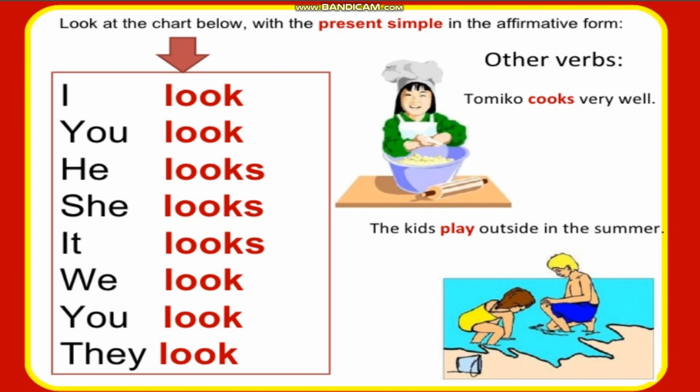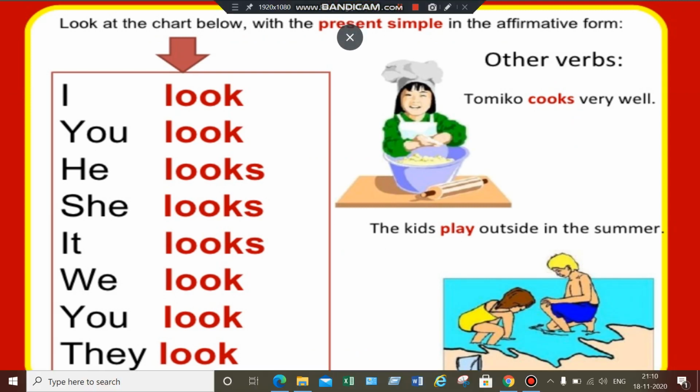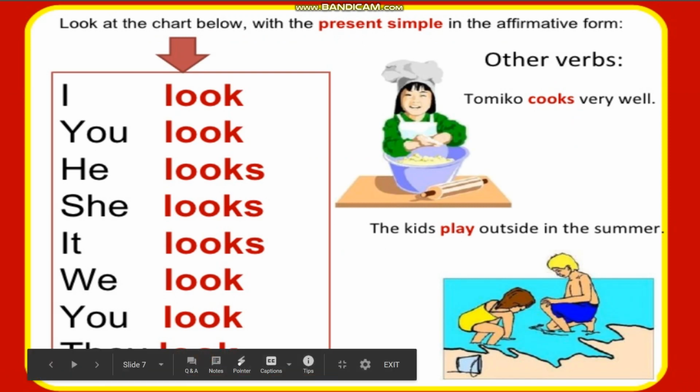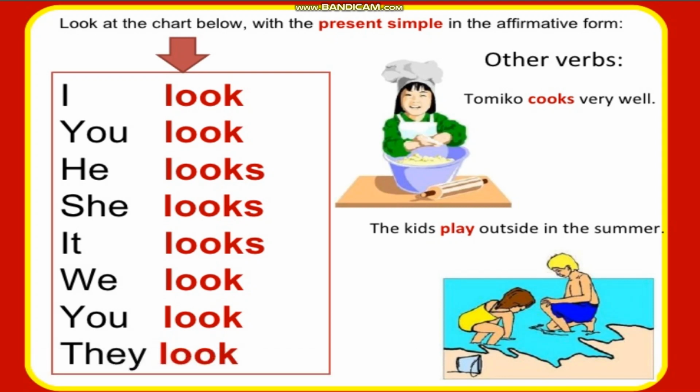Now here in this chart you can again see I have taken the verb as look. ठीक है. So now I look, you look, he looks, she looks, it looks, he she it के साथ हमने s लगा दिया. Then we look, you look and they look. So just remember this, that with the pronouns he, she and it, s is added, and with the others I, you, we and they, we are just writing the verb as it is.